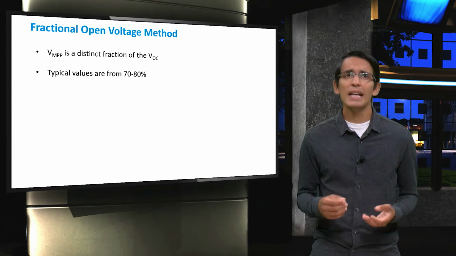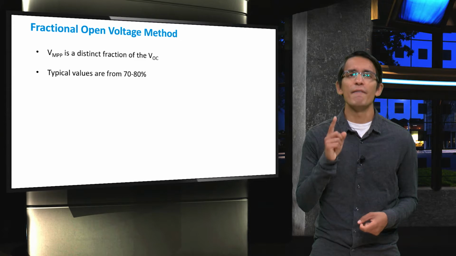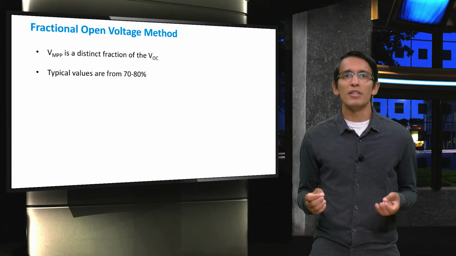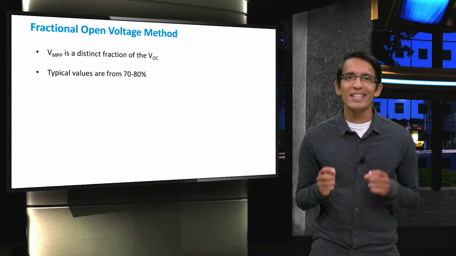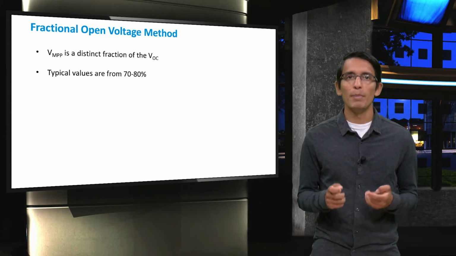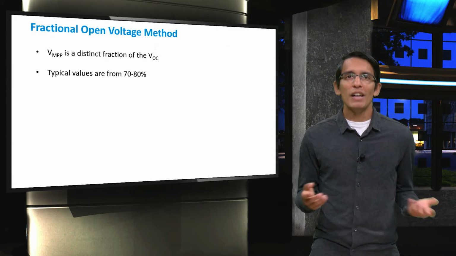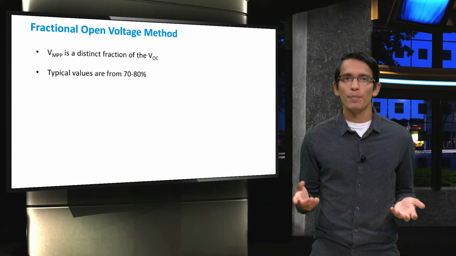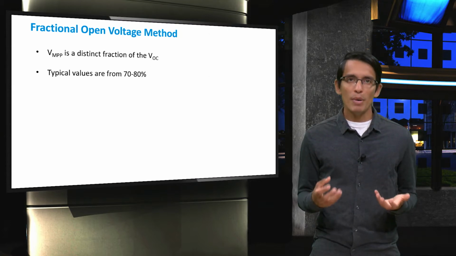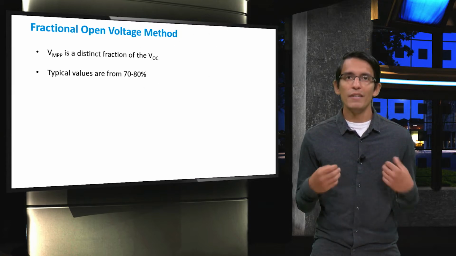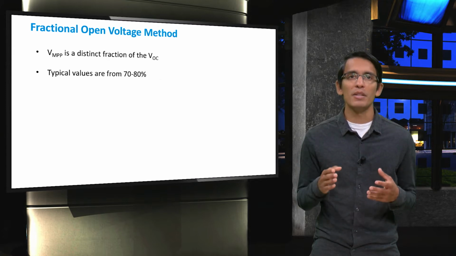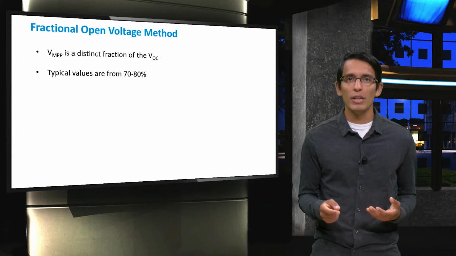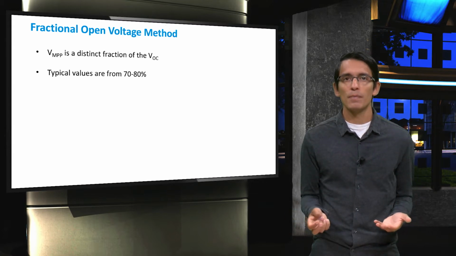The next technique adds a bit of complexity and is known as the fractional open voltage method. Here, we make the assumption that VMPP is a distinct fraction of the open circuit voltage of the PV panel or array. The value used here is usually between 70 to 80% of the open circuit voltage. This method is a bit more robust than the constant voltage method, as the VOC will scale at approximately the same rate as the VMPP, thus making it more suitable for panel degradation and different illumination conditions.